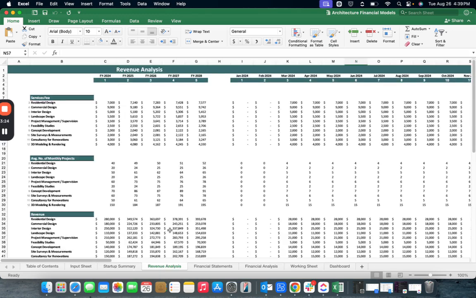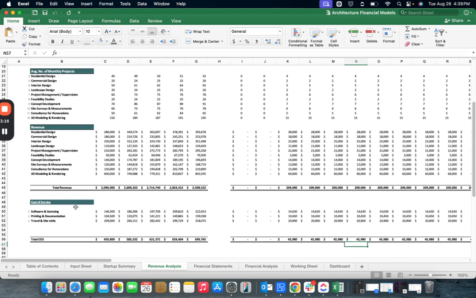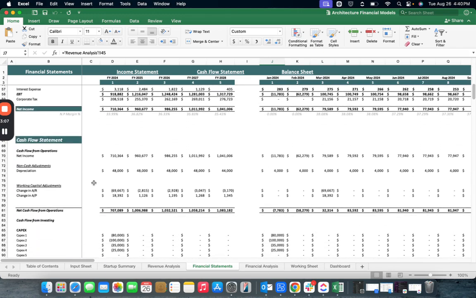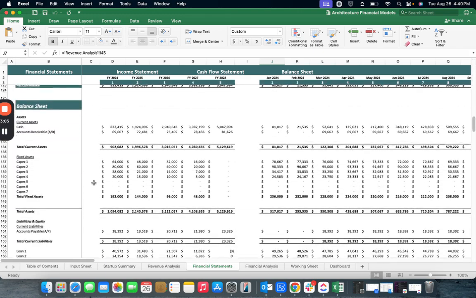Then we have revenue analysis. It's the detailed calculation of the whole revenue, like from service fees and the average number of monthly projects. Then we have the revenue along with the cost of services. Coming towards the financial statements, as a three-statement financial model, we have the income statement, cash flow statement, and balance sheet.